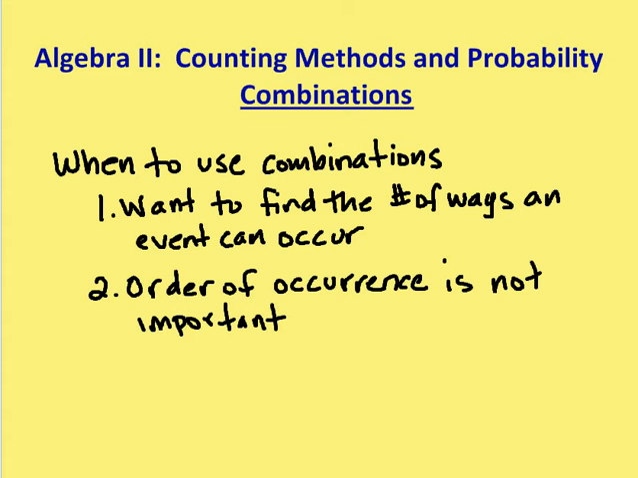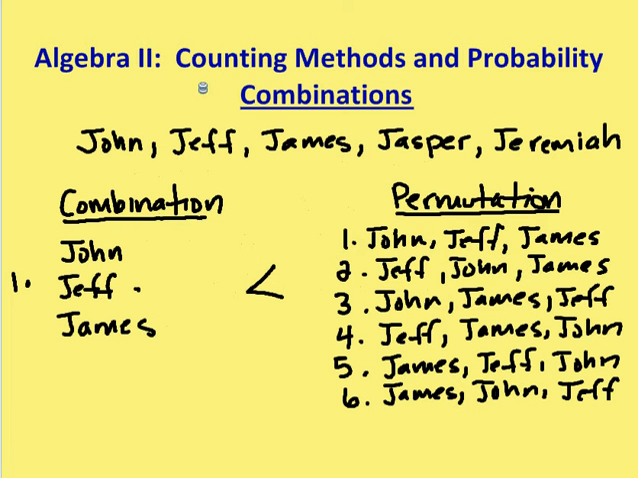Let's say I have 5 guys who are running a race, and I want to figure out how many combinations there can be of groups of 3 of those 5 gentlemen, and then also how many permutations there can be in groups of 3. So I have 5 gentlemen, as I mentioned, John, Jeff, James, Jasper, and Jeremiah. And I choose just one combination, which would be John, Jeff, and James. And in this case, it doesn't really matter what order they come in. It's just one combination.